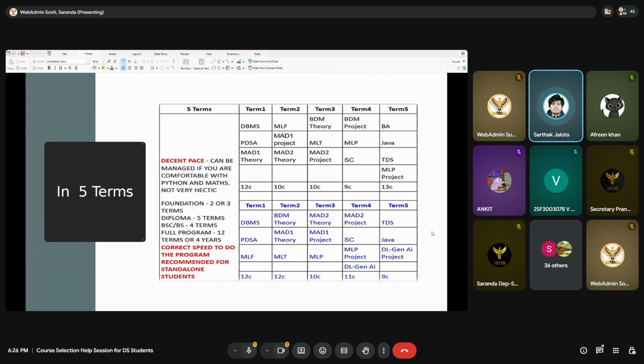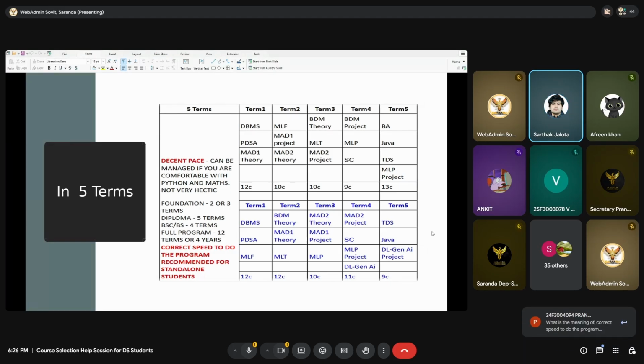I will tell you one reason for that. There is a natural progression. The progression goes, you are doing MLF and then you're doing MLT. MLF and MLT are very math oriented courses. You will be covering a lot of math material here, from linear algebra to optimization theory to all these algorithms. So doing these in the first 2 terms is highly, highly recommended.